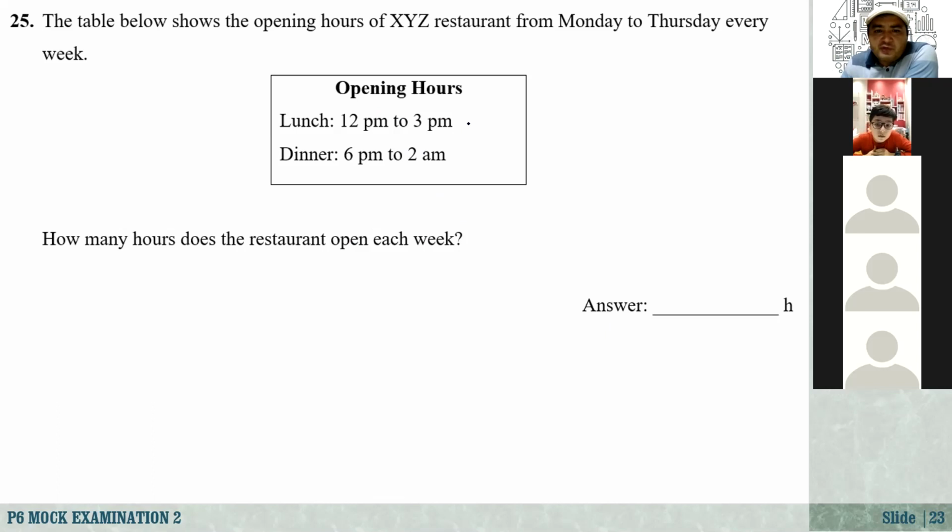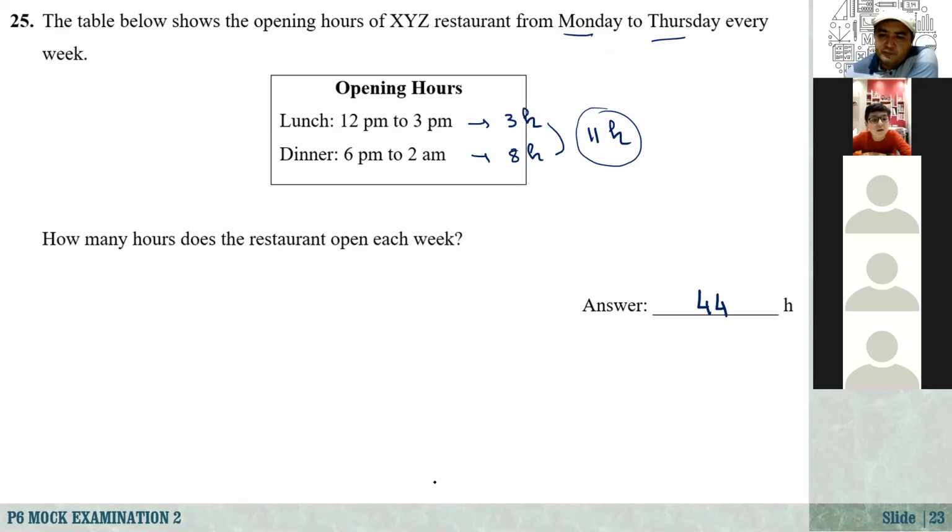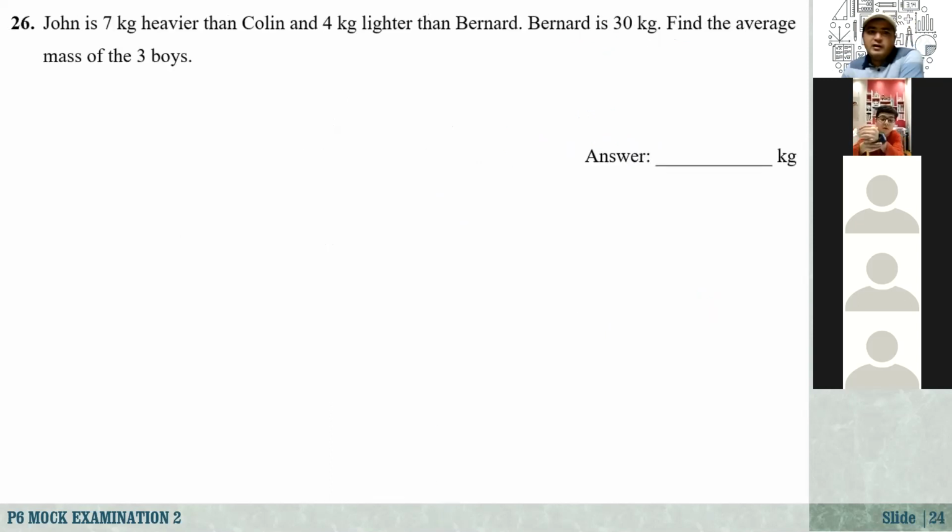So from 12 to 3, we have 3 hours. And from 6 to 2 a.m., we have 8 hours. Together, that means in one day, he's working 11 hours. And from Monday to Thursday, we have 4 working days, 11 times 4 is 44. So that is 44 hours. Very good. Now, how about this?